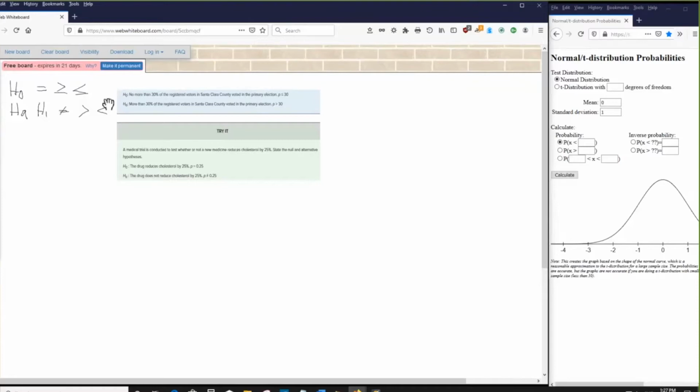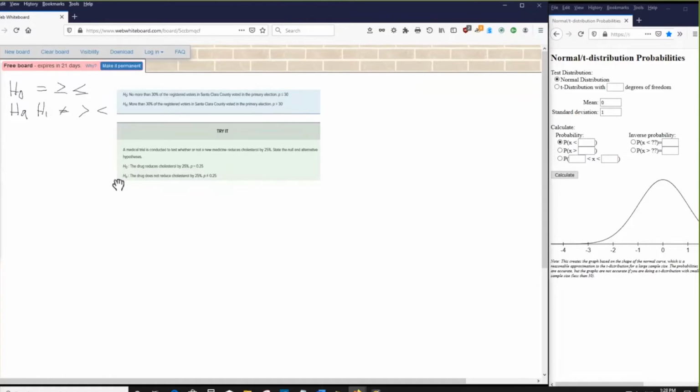Another example would be if a medical trial is conducted to test whether or not a new medicine reduces cholesterol by 25%. The null hypothesis would be the drug reduces cholesterol by 25%, so P would equal 0.25. And the alternative would be the drug does not reduce cholesterol by 25%, so the alternative hypothesis would be P does not equal 0.25.